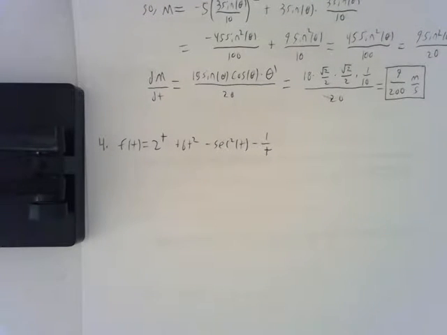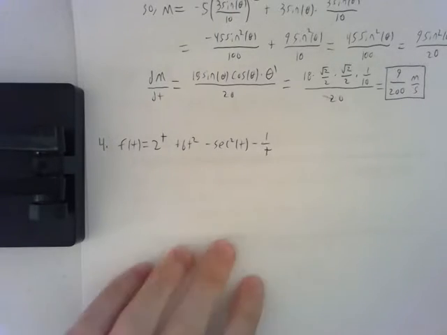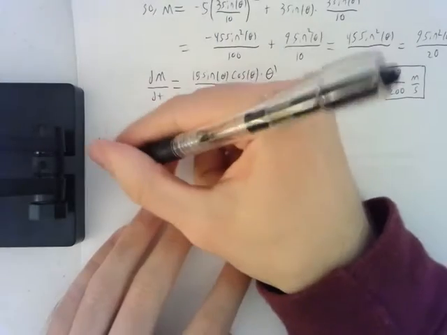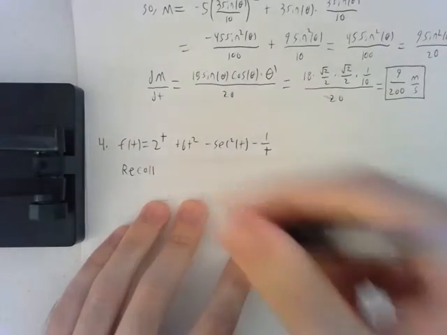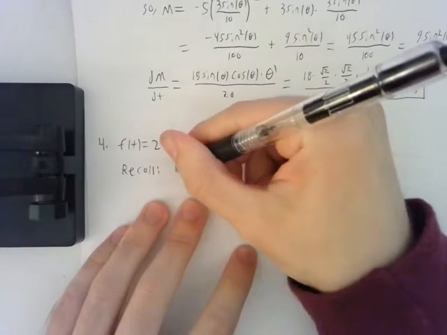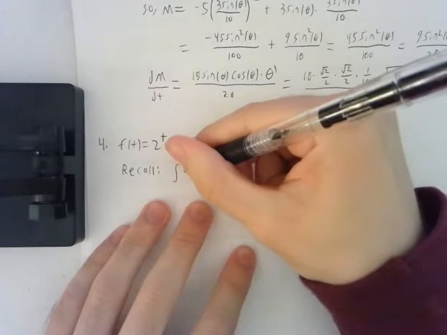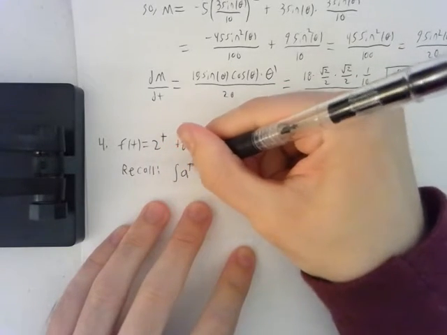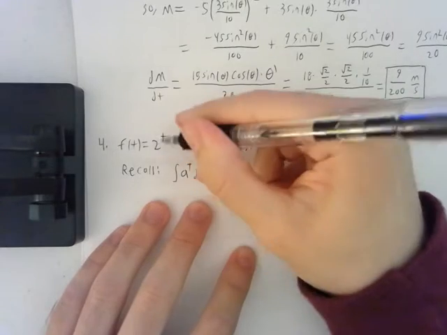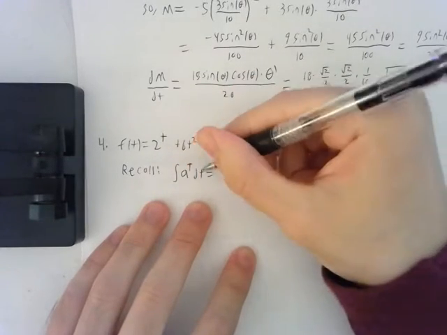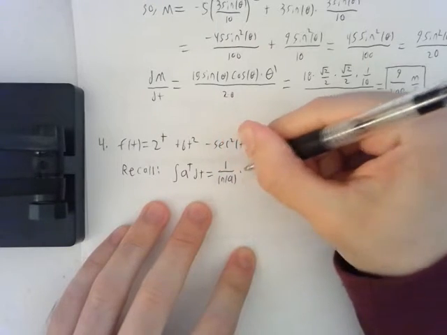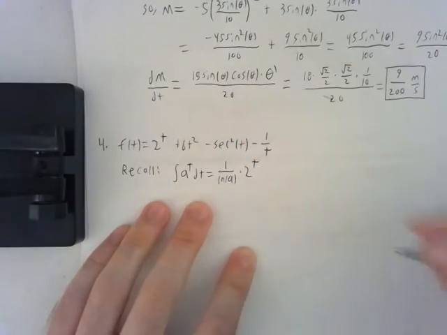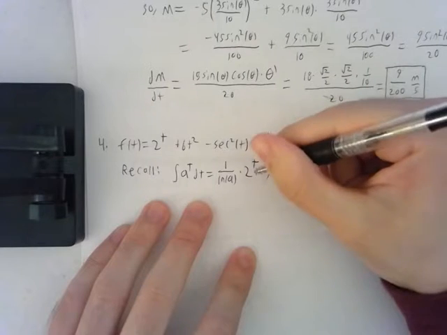Okay, so let's look at problem 4 from exam 2. We're going to have to recall some antiderivative rules since we want to find the antiderivative of this function f of t. The antiderivative of a to the power t, which is going to apply to this 2 to the t term, is equal to 1 over natural log of a times 2 to the t plus c.